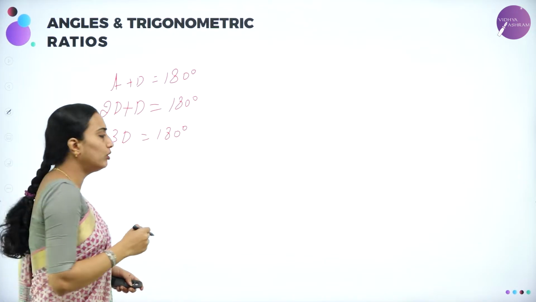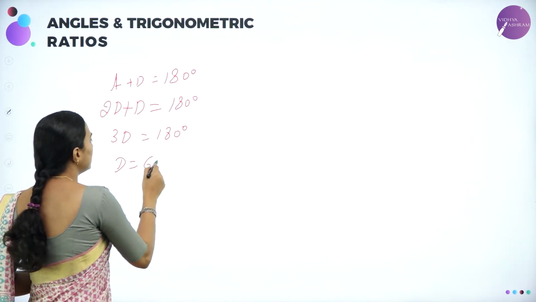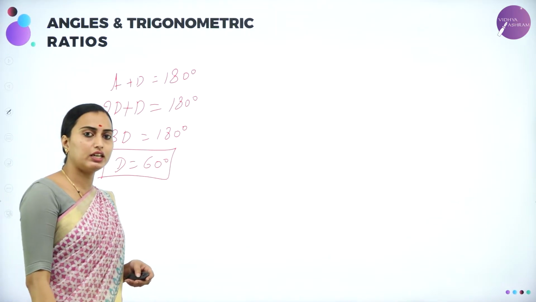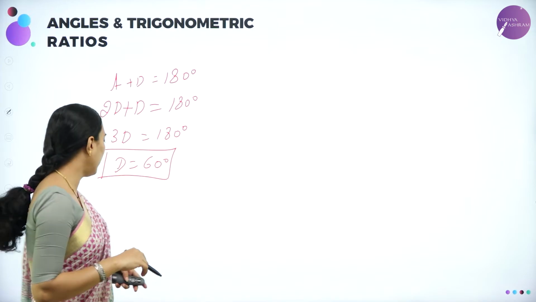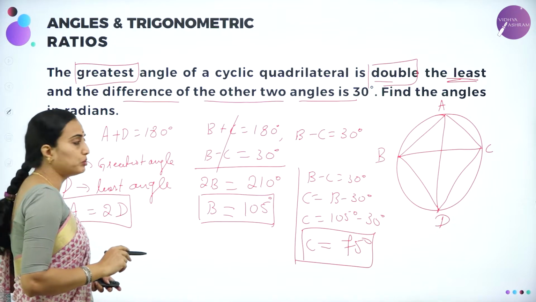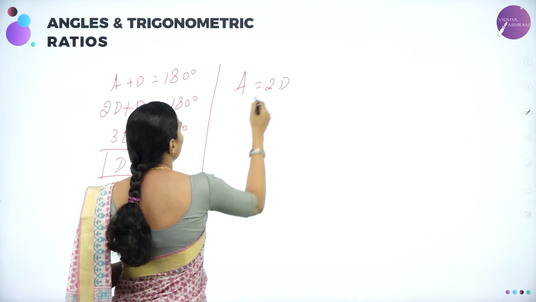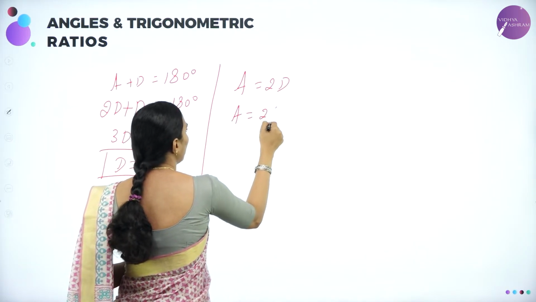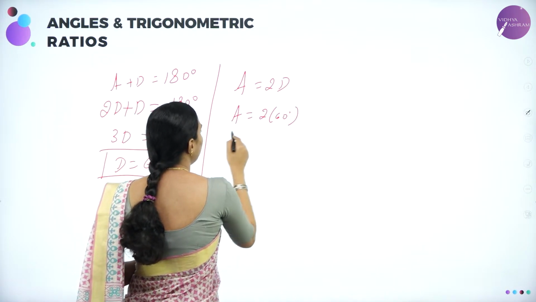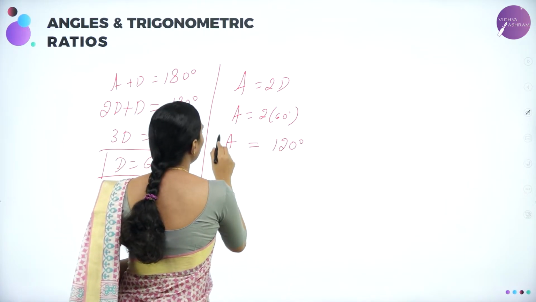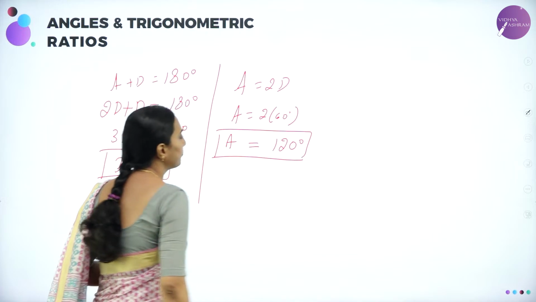So, you can cancel over there. D is equal to 60 degrees. Correct? If D is equal to 60 degrees, you can find out what A is, as A is equal to 2 times D. Therefore, A is 2 times D, means A is equal to 2 times 60 degrees, which is A is 120 degrees. 60 into 2 is nothing but 120 degrees.